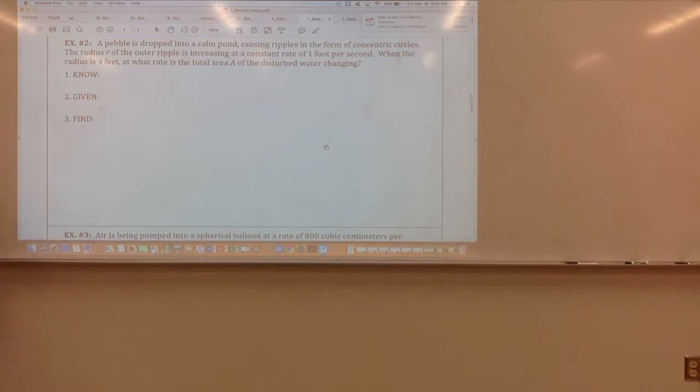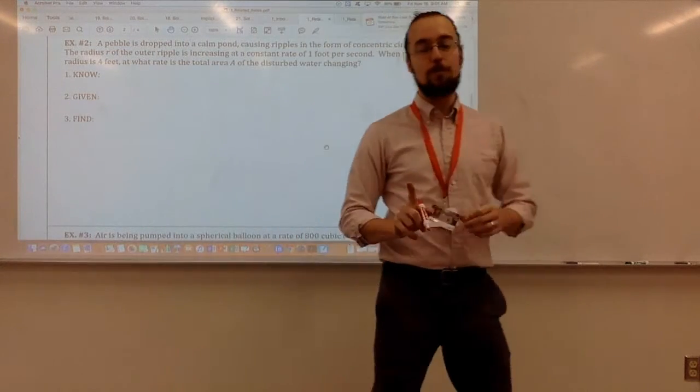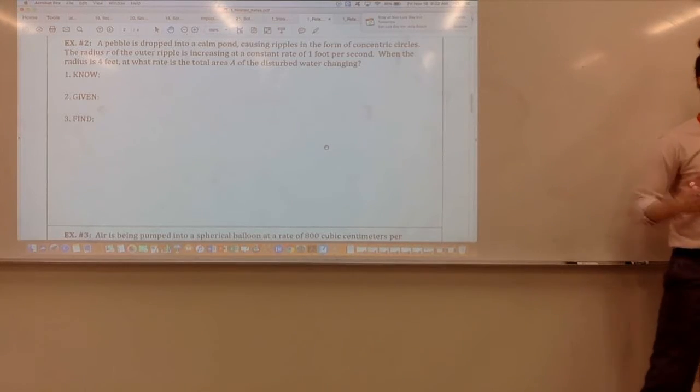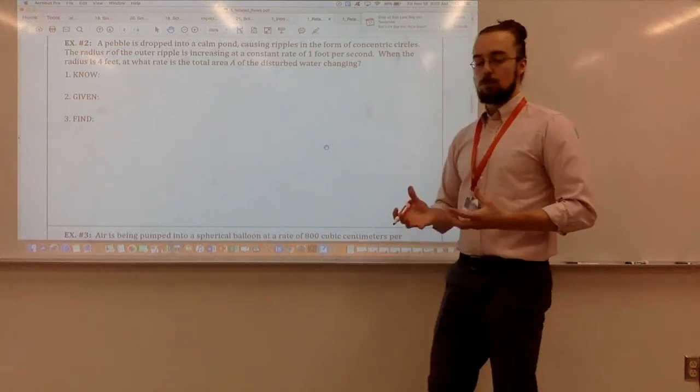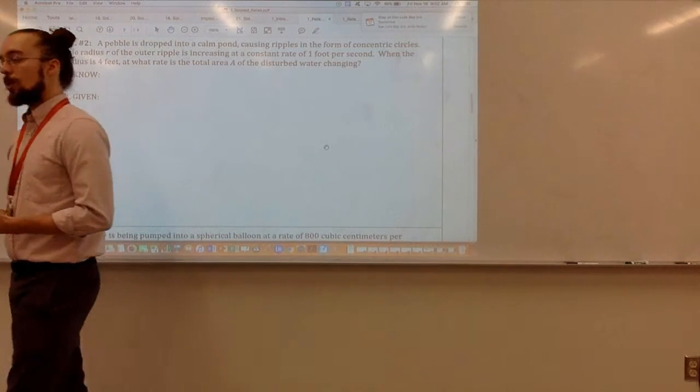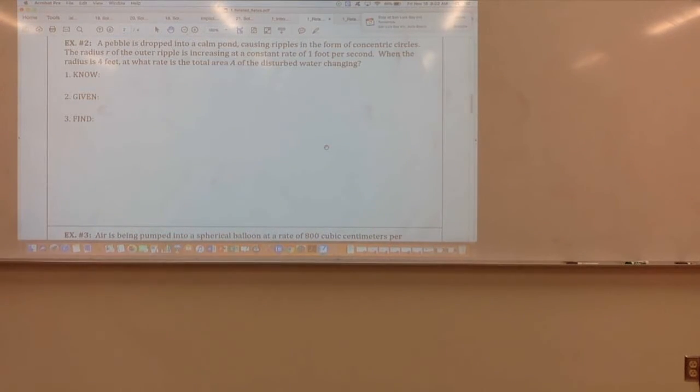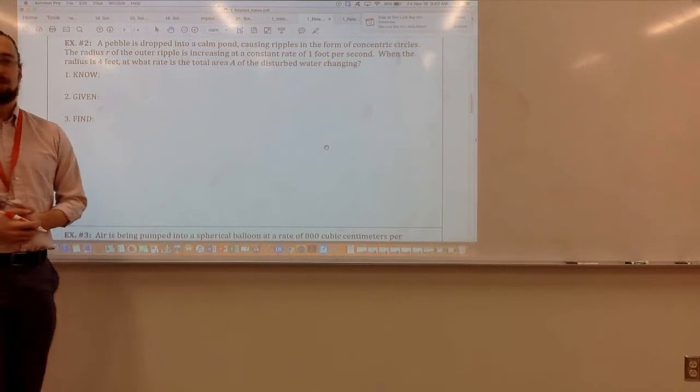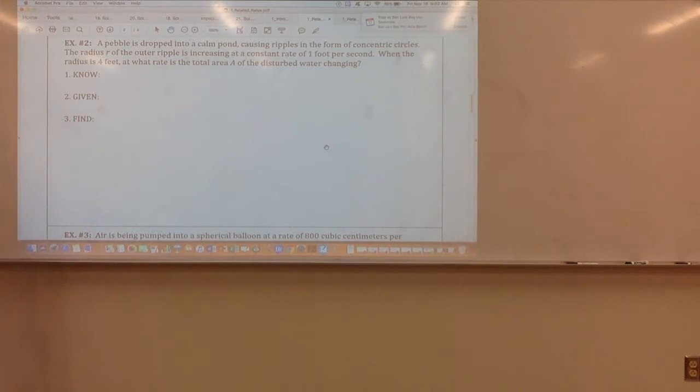So, the first thing that we need to do is figure out what geometric formula is going to relate everything we're talking about in this problem. So, what are we talking about here? A pebble. What's happening with that pebble? It's getting tossed into the water. Forming concentric circles. So what geometric formula would relate this information? Circumference. Area of a circle, right? Okay, we're talking about the area of a circle here.